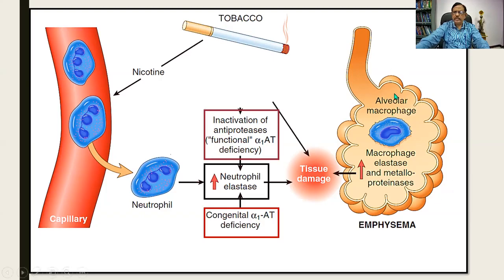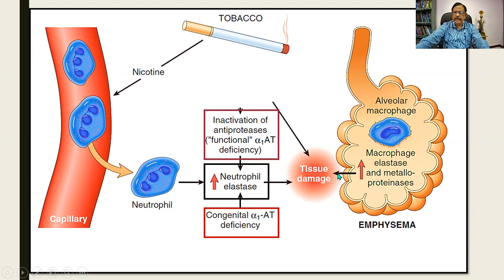This side shows an alveolar sac which contains a macrophage, and these cells also will be elaborating the elastase, leading to tissue damage. I repeat once again: cigarette smoke, neutrophils, elastase, leading to tissue damage. Alpha-1 antitrypsin deficiency leads to inactivation of the antiprotease and increased protease or elastase activity, leading to tissue damage.